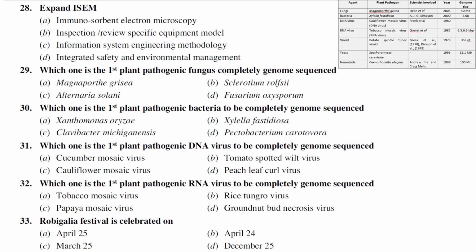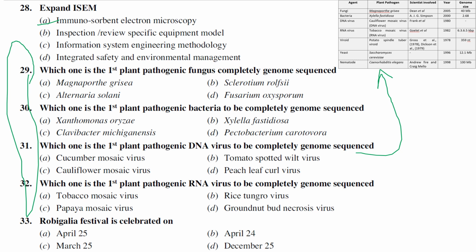So the next one is expand ISEM. ISEM means immunosorbent electron microscopy. I think the answer is A. The next one is which one is the first plant pathogenic fungus to be completely genome sequenced? Magnaporthe grisea, Sclerotinia sclerotiorum, Alternaria solani, Fusarium solani. So for the answers to the next four questions, I have given them here in a small table.